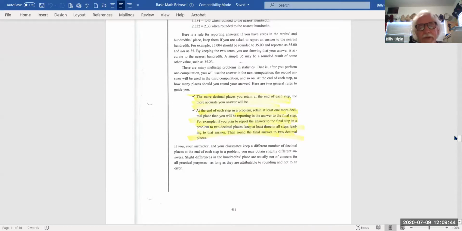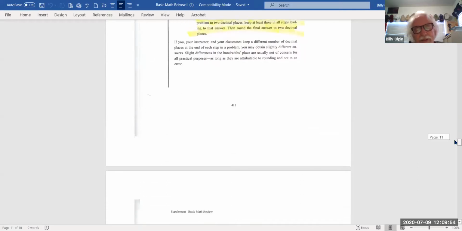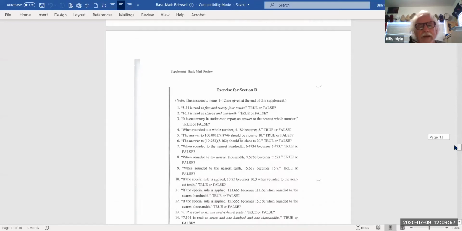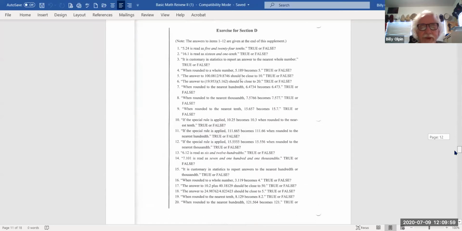So these are some of the things I said. Your calculator is going to give you a lot of decimal points, and you keep going using your calculator until you get to the end, and you're going to round off for your final answer. Here's your exercises for decimal points and rounding.